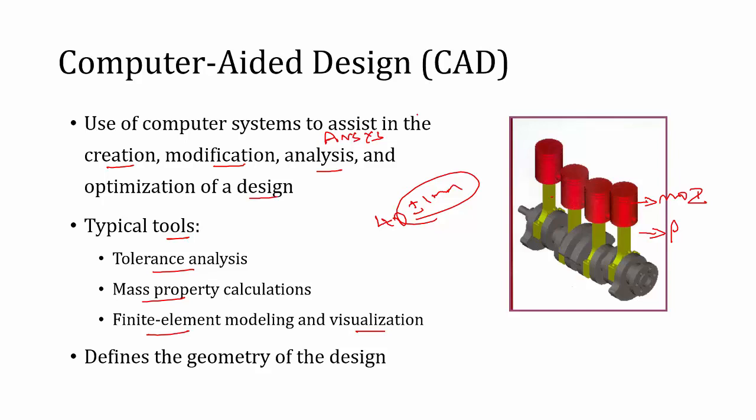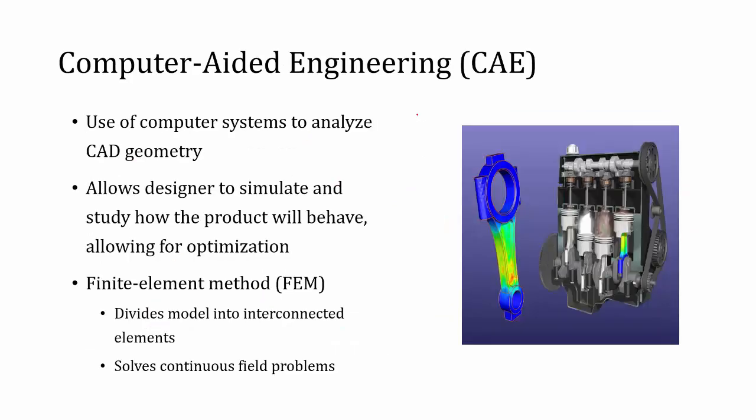Finally, the finite element modeling and visualization. This is used for computer aided analysis. In this stage you can verify whether the component is suitable for our application, or whether the component will withstand the specified load or not. That you can confirm in the third stage. This is further divided into two parts. One is computer aided engineering and the other one is computer aided manufacturing.